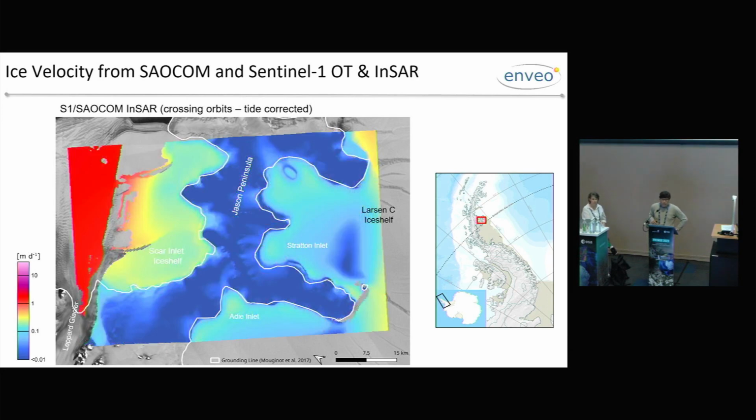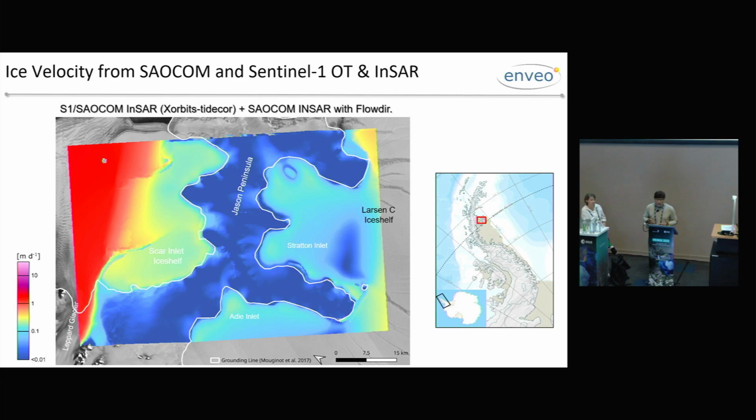And finally, we are combining this. We were able to unwrap these images, and we can combine the Sentinel-1 and the SAOCOM InSAR crossing orbits. And for the floating part, we are already applying the tide model, in order to correct for the tides. We have here a problem, of course, in the shear zones, when we are moving from the slow-moving part towards the fast-moving part, because here, as we have seen before, we have no coherence in the Sentinel-1 image, and therefore this is masked out because we cannot get a solution.